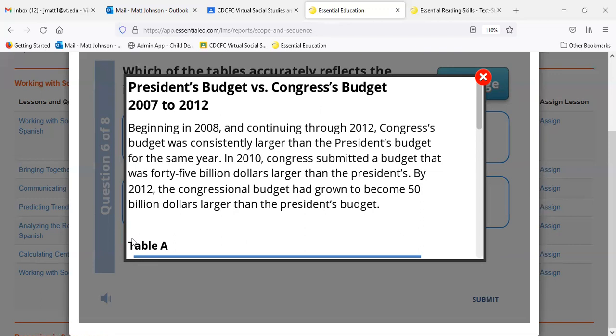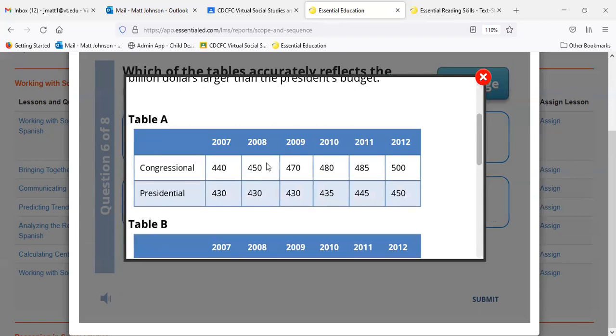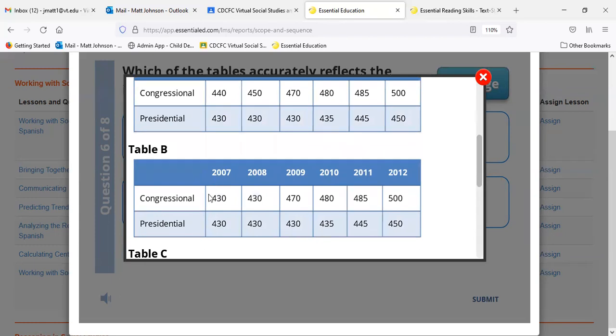In 2010, Congress submitted a budget that was $45 billion larger than the president's. By 2012, the congressional budget had grown to become $50 billion larger than the president's budget. So first off, we got to make sure that it's continuing to grow. Congressional budget here keeps going up. Here there's some change, but it's not continuous.